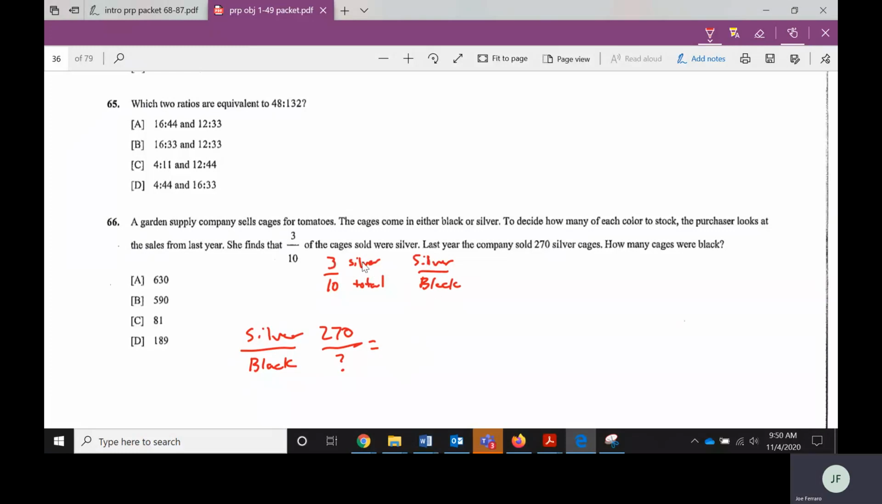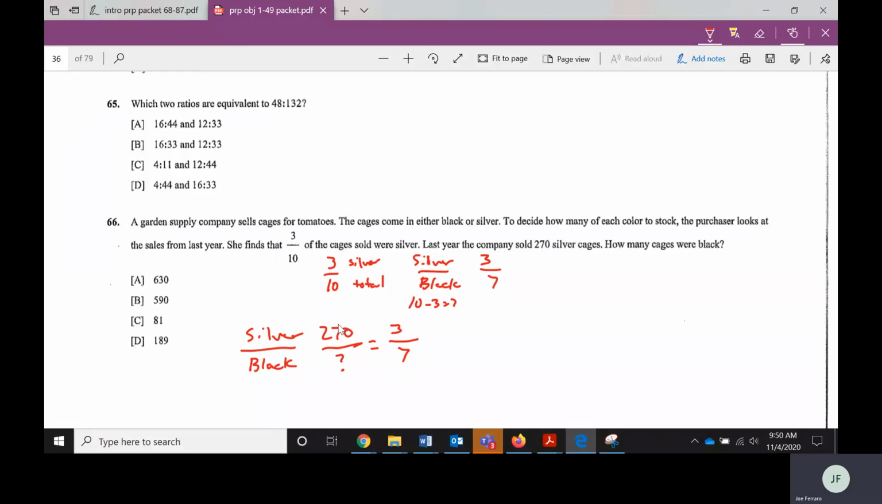Silver is 3 for our known pair, so we don't need to change anything there. That's out of 10 total. So if we have 10 total and we take out the 3 silver ones, that equals 7. So 7 black. So when we have 3 silver, 7 are black.